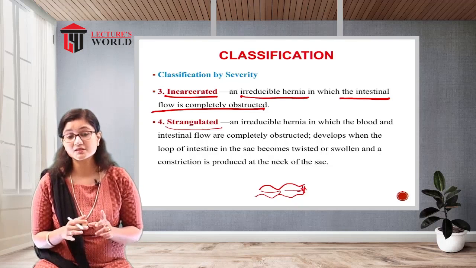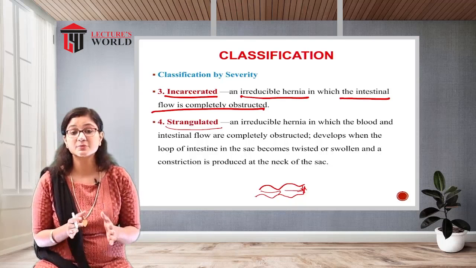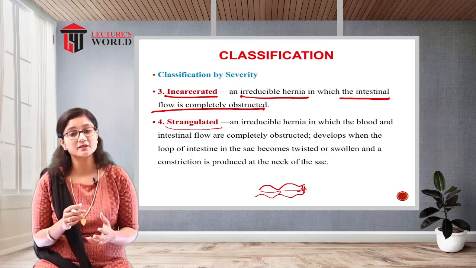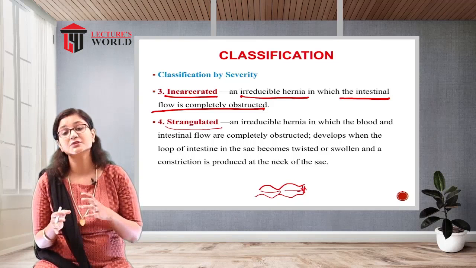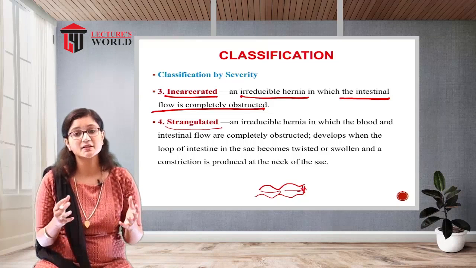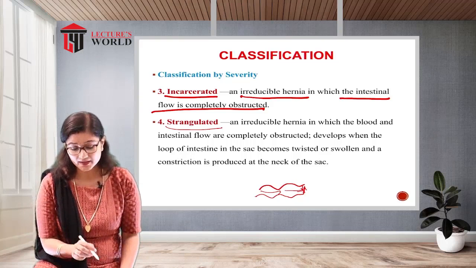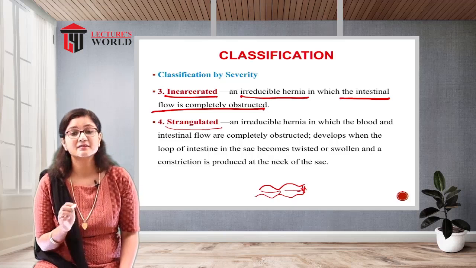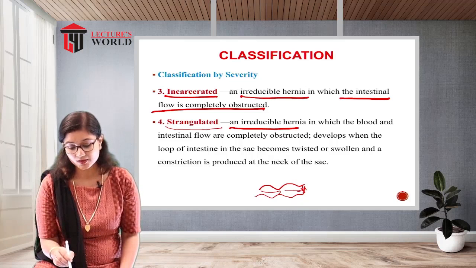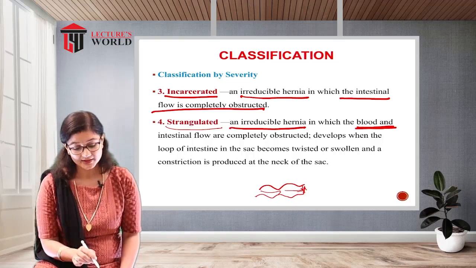Why? Because here it is not just the intestinal flow or the content which is obstructed, but also the blood supply. So just understand, if the blood supply to the intestinal region is also affected, it can go into ischemia. The bowel or the colon can go into ischemia, that is, not getting adequate blood supply. The patient may have severe pain. Okay. And again, strangulated is also irreducible, that is, I cannot bring it back into the abdomen. So an irreducible hernia in which, very important, blood and intestinal flow are affected.